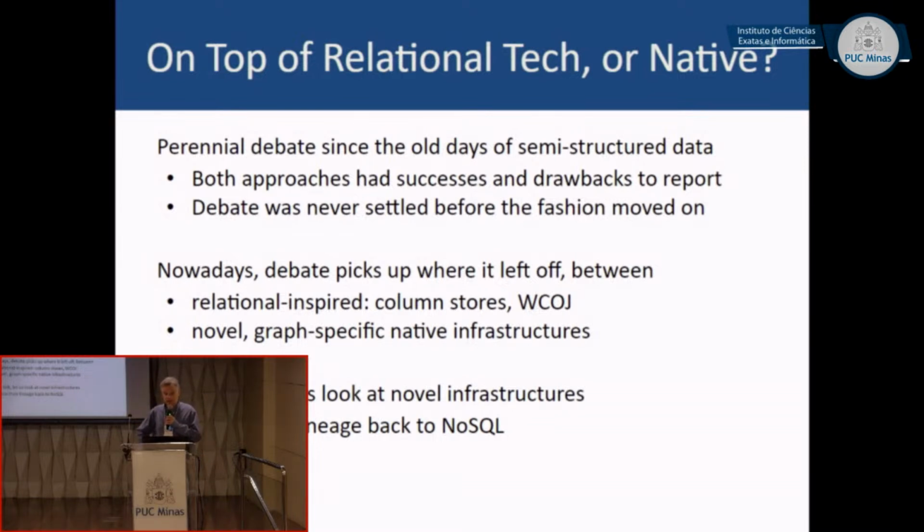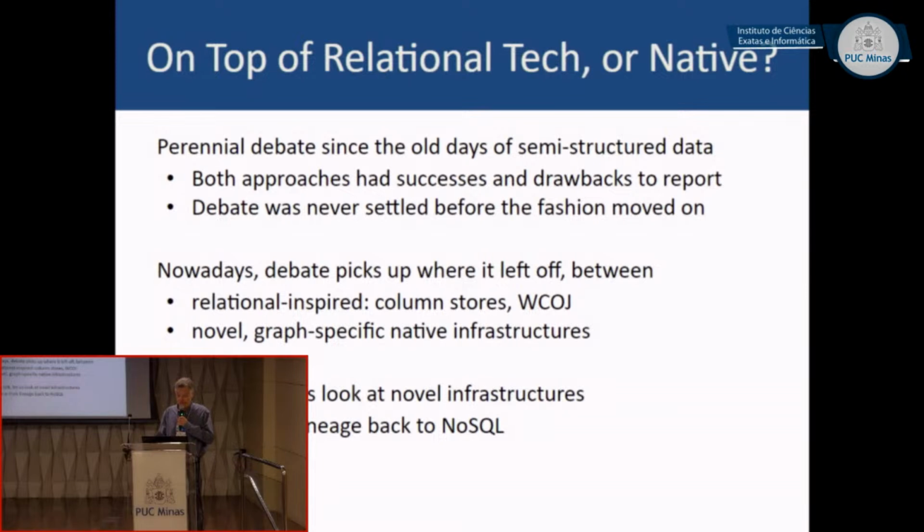But now we're back. And as I just mentioned for the two systems on the previous slide, column storage, worst case optimal join, and so on, they have been developed for relational technology, and they come to bear in graph querying. But there are also novel graph-specific native infrastructures that have been developed, and this is what I would like to focus on today. Okay, because talking about the best techniques from relational database research, that would be a much broader topic.